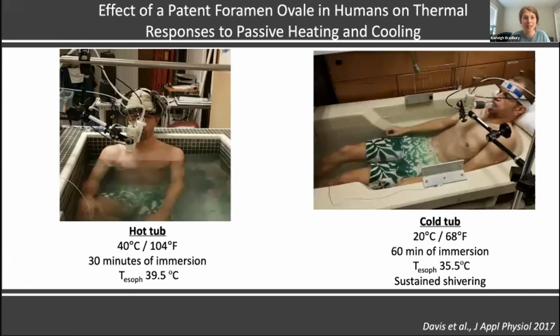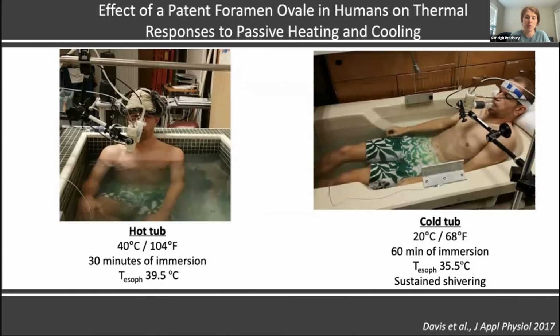The next study that Jim did was looking at the effect of a PFO in humans on thermal responses to passive heating and cooling. In this study, they looked at 13 PFO positive and 14 PFO negative subjects, and they did a hot tub exposure and a cold tub exposure. In the hot tub, they stayed in for up to 30 minutes or until their esophageal temperatures reached 39.5. And in the cold tub, they stayed in there for up to 60 minutes until esophageal temperature got down to 35.5 or until they had sustained shivering.